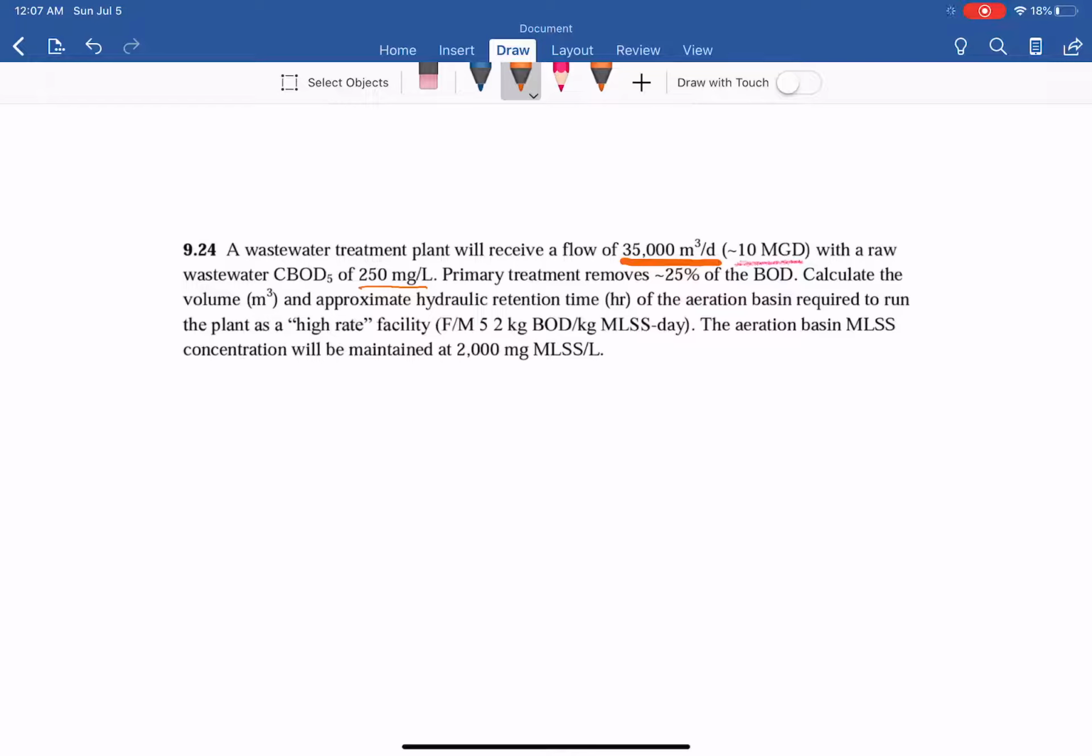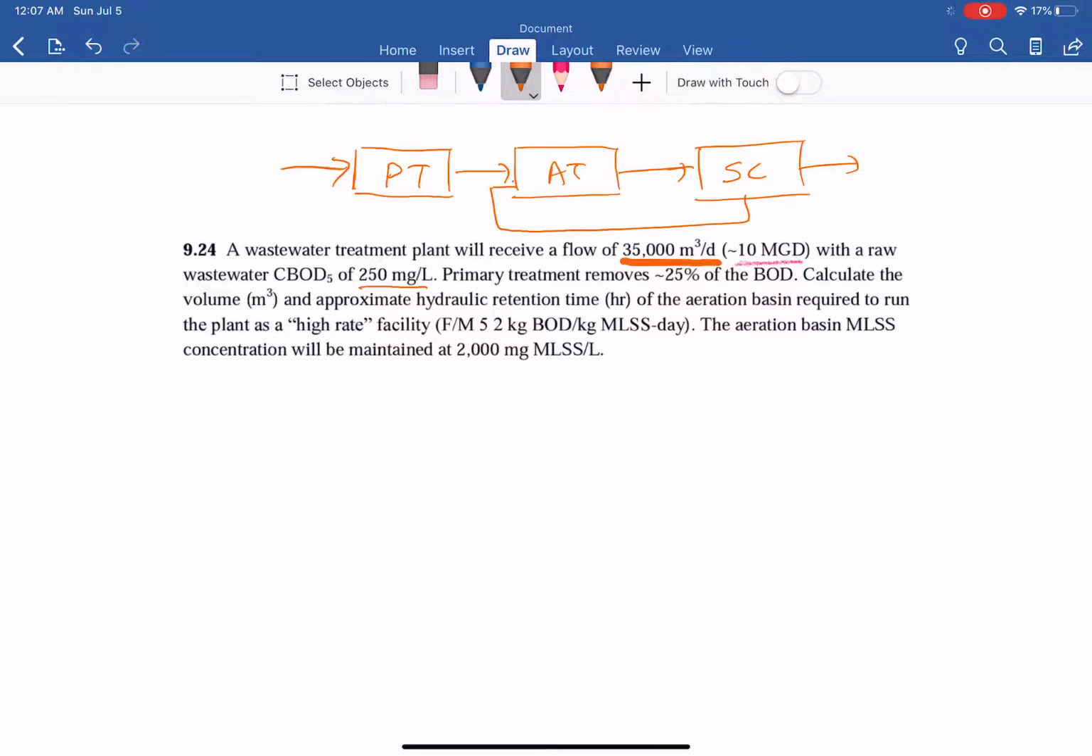So for the primary treatment, as we just mentioned before, the raw wastewater will come from the side. First of all, it will go to the primary tank, then to the aeration tank, then to the secondary clarifier, and then leave the plant. Of course, what's recycled goes from here back to the aeration tank, and wasting is here. There's also some sludge coming up from the primary tank.